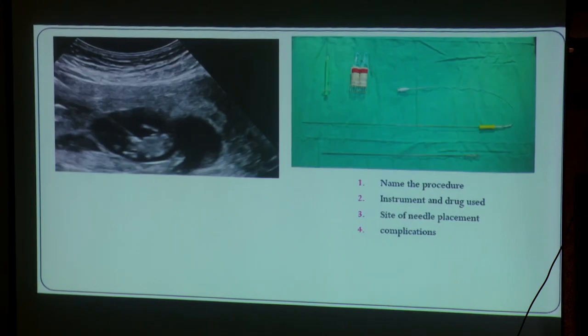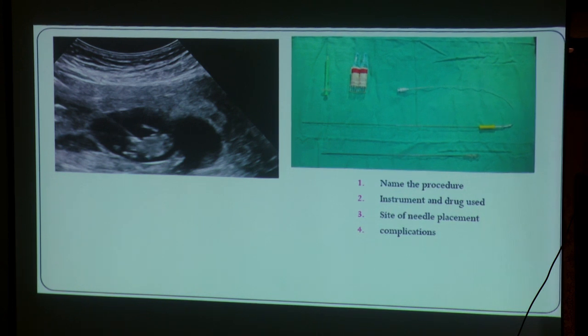This is the final slide. What is the procedure? What is the instrument and drug used here? What is the site of needle placement, and what are all the complications? Here the procedure is embryo reduction, selective embryo reduction, intrauterine embryo reduction. When there are multiple pregnancies like triplets, quadruplets, we can reduce the desired number of fetuses. The instrument used is Cook's embryo reduction needle and cannula, and the drug is KCl, potassium chloride.